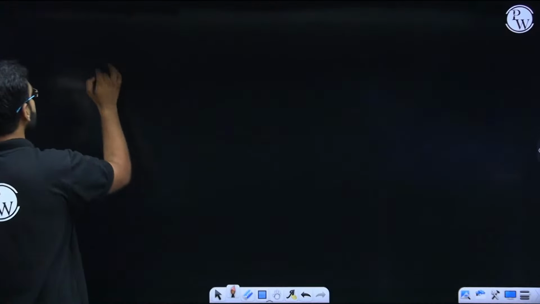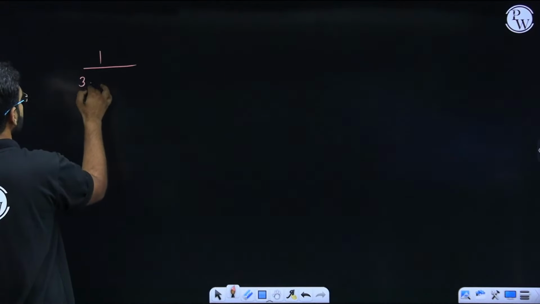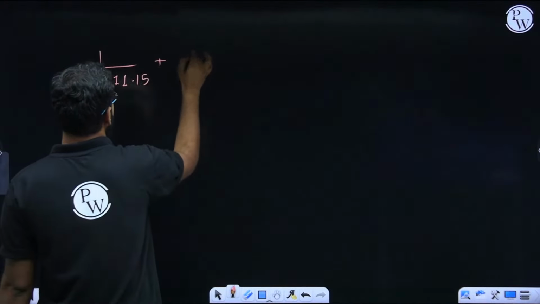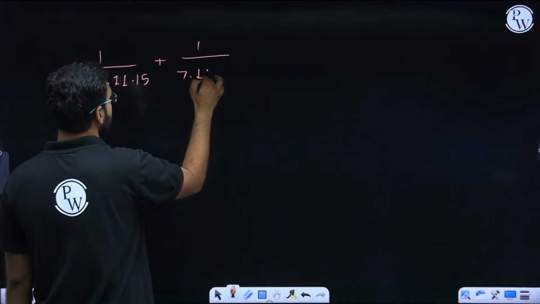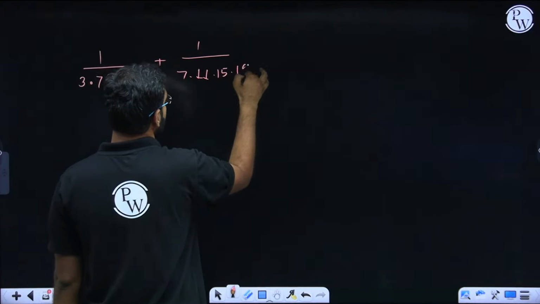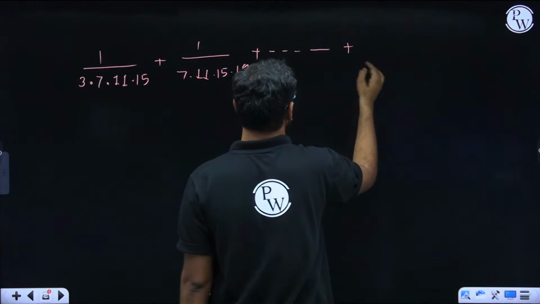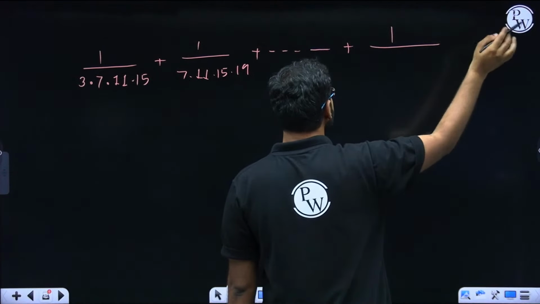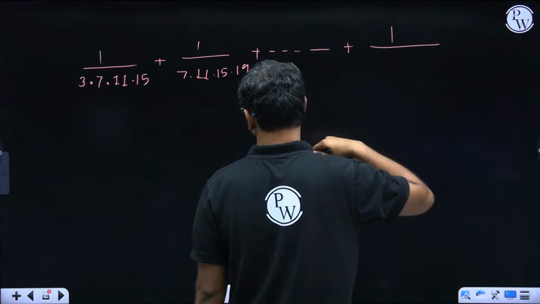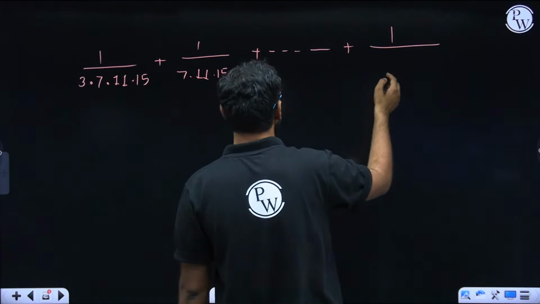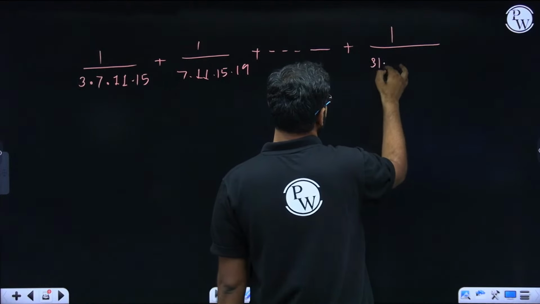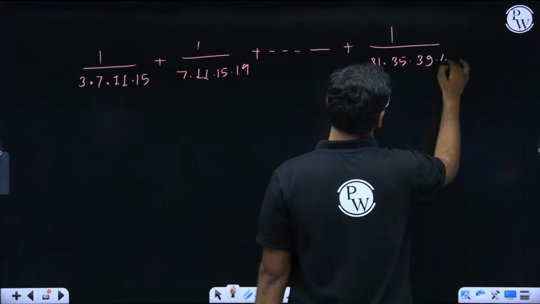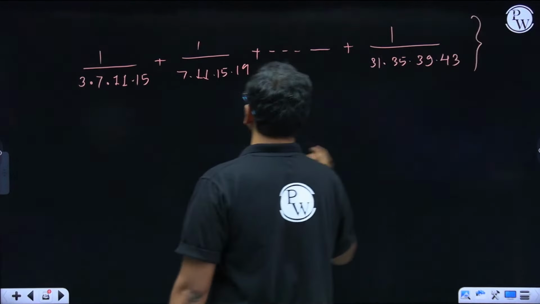Let's say I'm given a sequence 1 upon 3 into 7 into 11 into 15, plus 1 upon 7 into 11 into 15 into 19, and so on until there is a term, let's say any term I take, 31 into 35 into 39 into 43. So this is a sequence. Its sum is needed to be found.